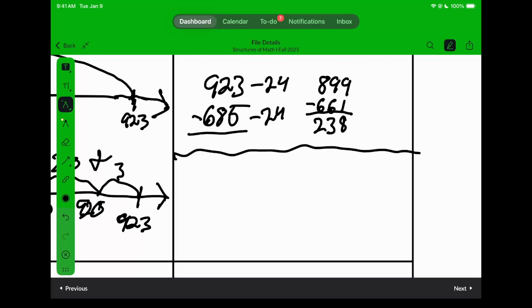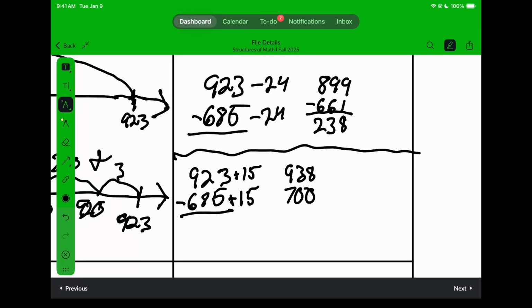You could also, if you wanted to, and this is just an afterthought, add to that bottom number. So we have the 923, 685, right? We can do plus 15 to both. So that's going to give us 923 is now 938, and 685 is now 700. 8 minus 0 is 8. 3 minus 0 is 3. 9 minus 7 is 2. Also 238. So those are two different ways to do it.